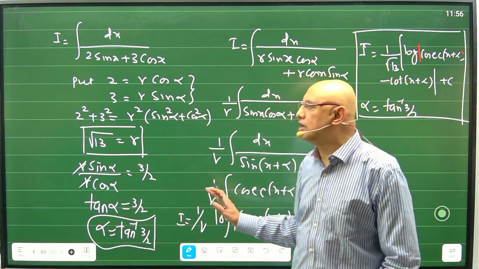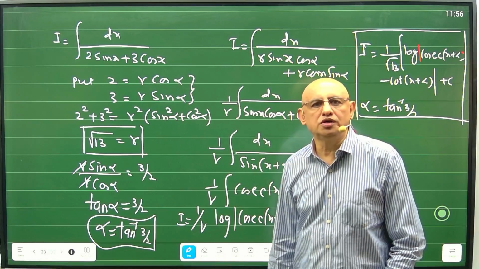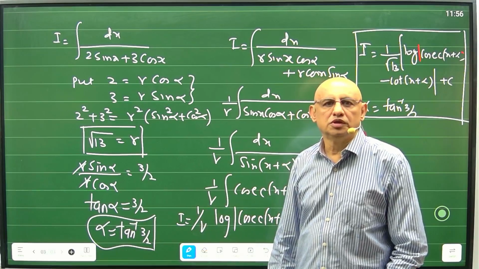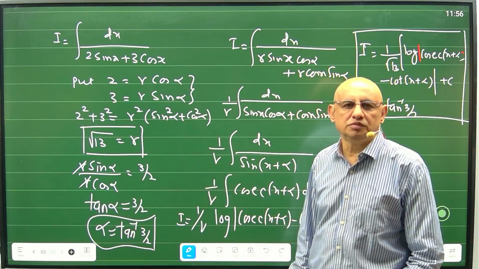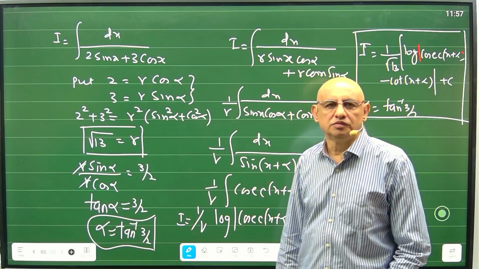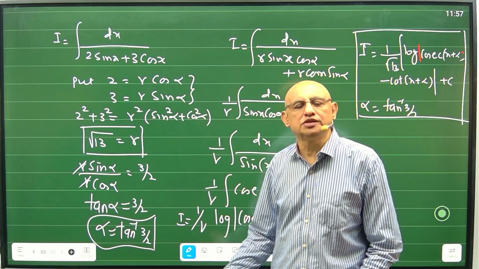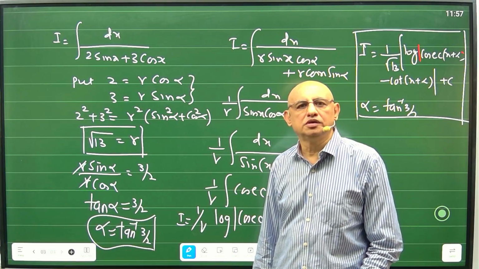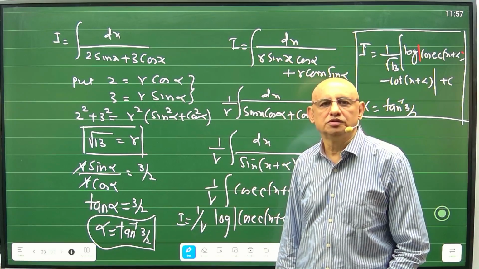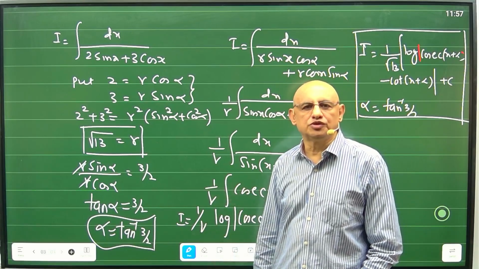So this was a little bit confusing type. Here, don't substitute tan x by 2, as it will not give you a proper smooth answer. The Maharashtra board expects it in this way. So there are many such typical types of problems, and you have to handle them as they come.